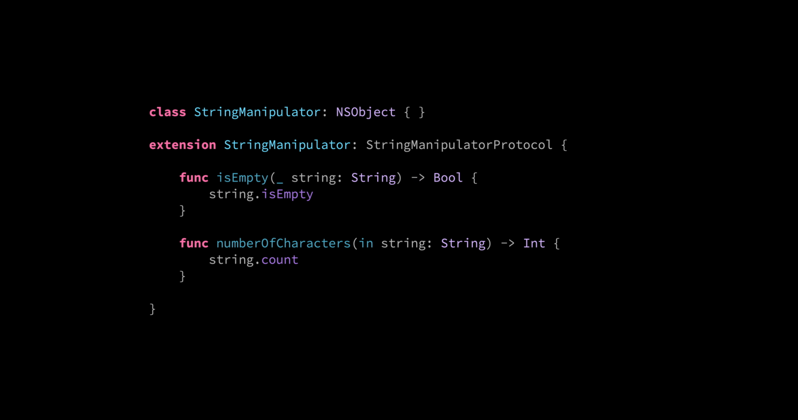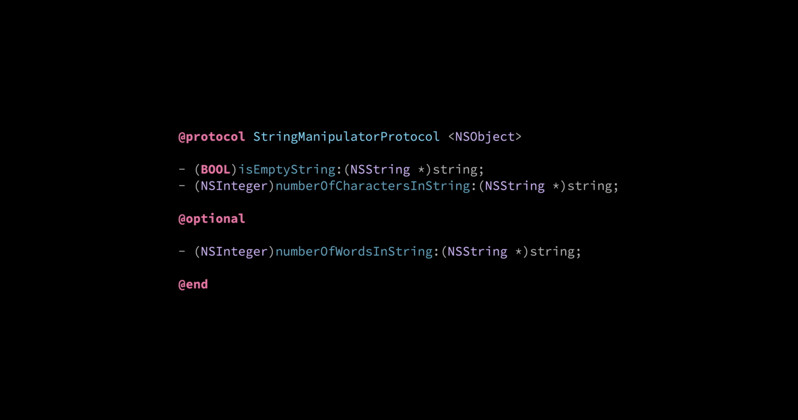But in my demo project, I do need to expose the string manipulator implementation to Objective-C. That's because it is used as a dependency of word processor, another Objective-C object. Implementing the methods doesn't take much effort. But one thing you might notice is that the protocol has 3 methods, but the compiler requires only 2 in the implementation. My code compiles even without the third one. The number of words method is marked as optional, and optional methods in Objective-C are a pretty interesting topic.